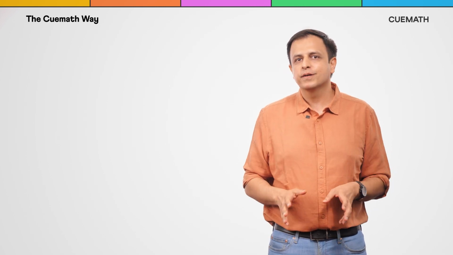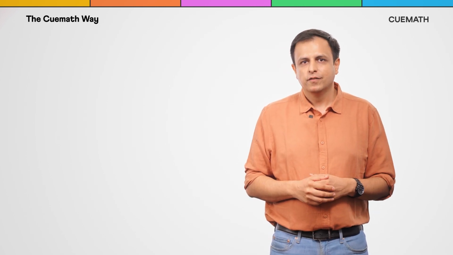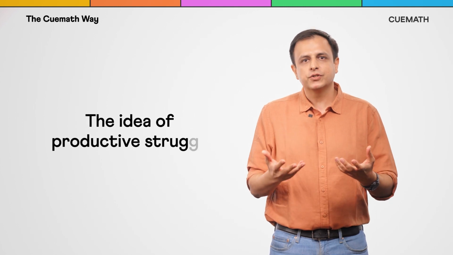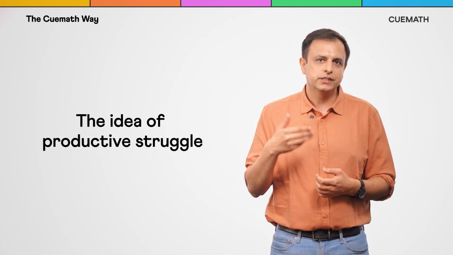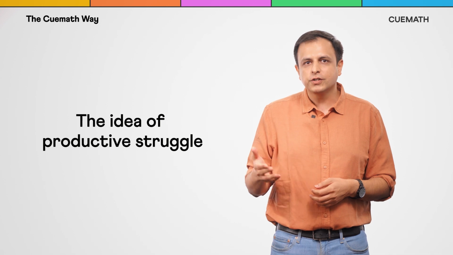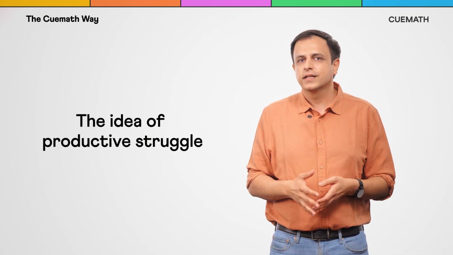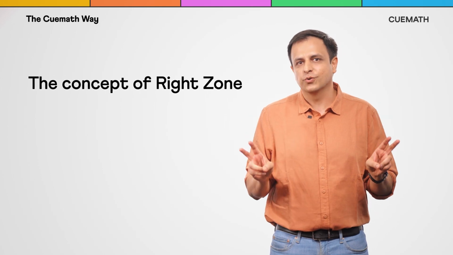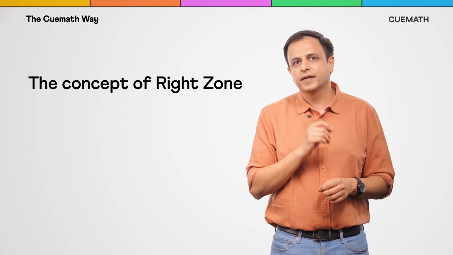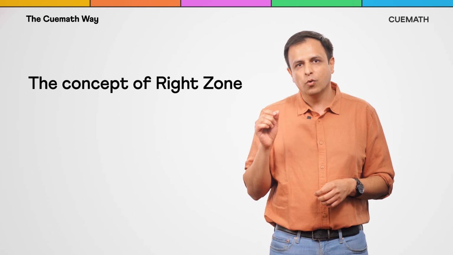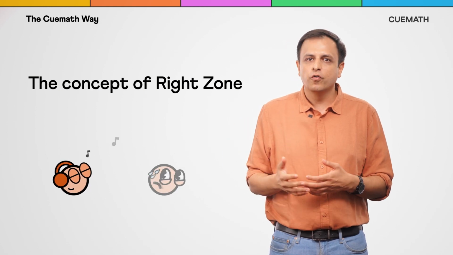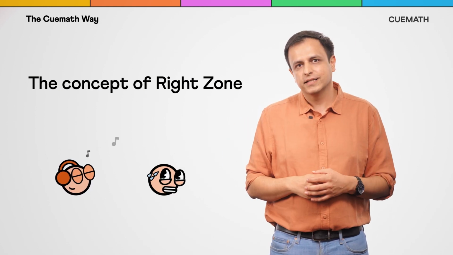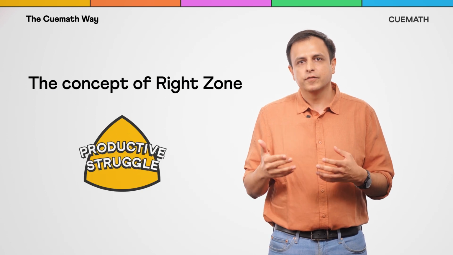Let's quickly recap what we have learned so far. We discussed the idea of productive struggle, where the child is challenged just enough to grow, but not so much that they become overwhelmed and disengage. We explored the concept of the right zone, the optimal learning environment where a child is neither bored with easy tasks nor overwhelmed with overly hard ones. The right zone fosters productive struggle.